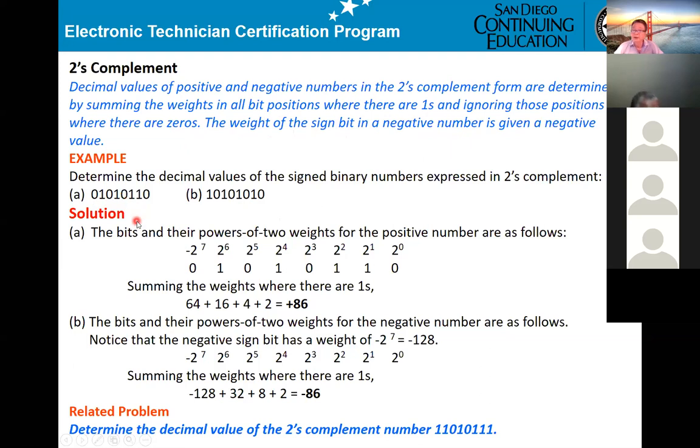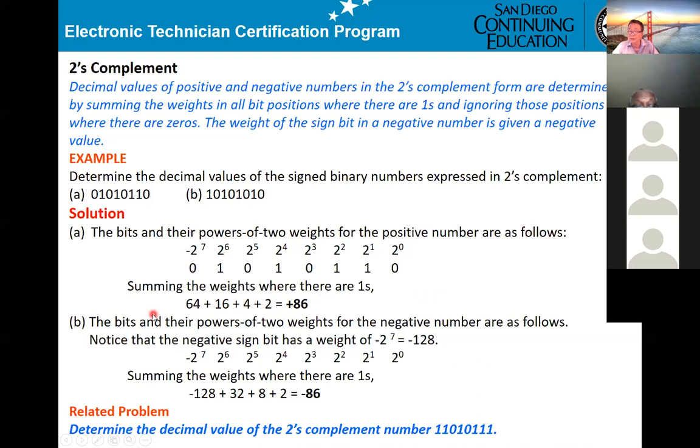Okay, so first thing, you calculate by taking the first one, 2 power 7 here. Then 2 power 6, this is the value. If you add 64, 16, 4, 2, you get 86. And the 0 here tells you it is positive. So that's why it is 86.